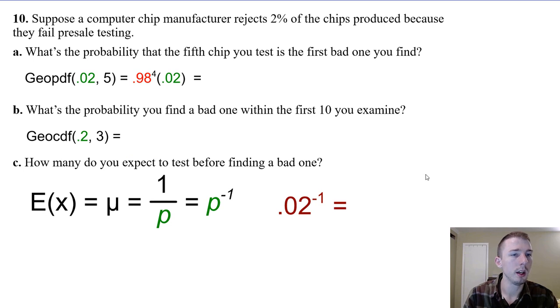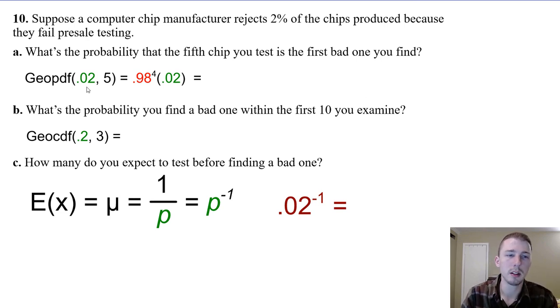All right, number 10. Suppose a computer chip manufacturer rejects 2% of the chips produced because they fail pre-sale testing. What's the probability that the 5th chip you test is the first bad one you find? So we're counting a success as finding a bad one, which seems odd, but you would think a successful chip would be one that wasn't bad. So yeah, defining your variables is very important.